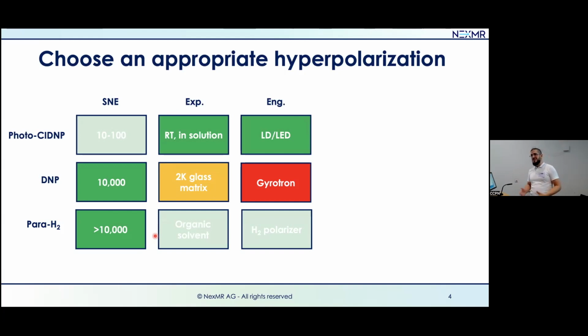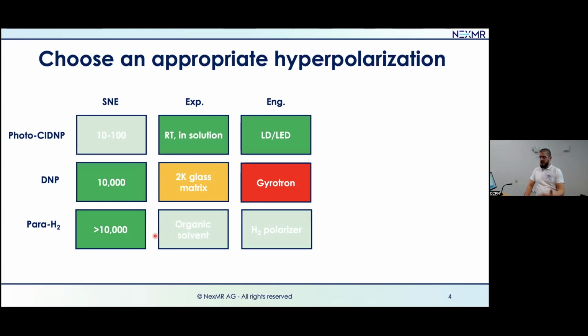And we're not engineers, so we needed to have something that was easy for us to implement. And as well, when we think in terms of scale, if you want to propagate this technology, having something that's easy to engineer makes it very easy for us to propagate to the users. So yeah, simply light for photo-CIDNP, gyrotron and alike in DNP. There are also some other stuff that we've seen this morning.